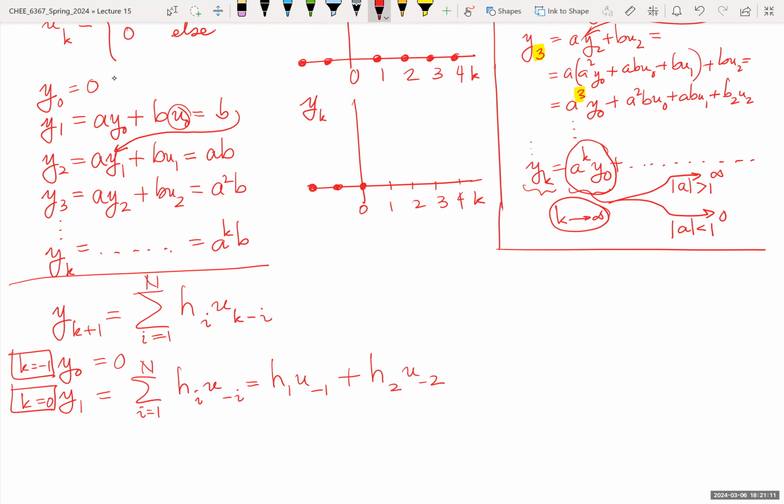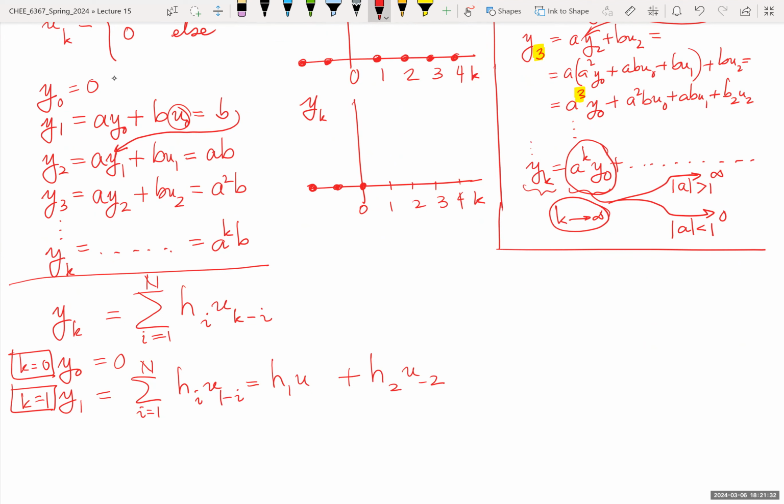Let me make sure I do this right. Sorry, apologies. I have an extra one here. So let me do it like this. This is 0, this is 1. So let me do it like this. This is better. Apologies on this.